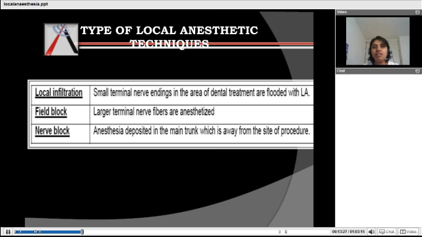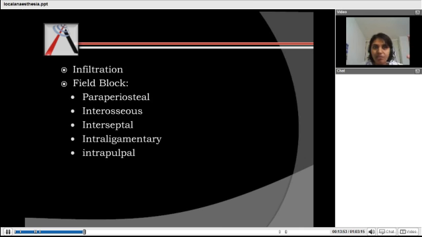So there are three things: the local infiltration, the field block, and the nerve block. Local infiltration is very local, wherein we just put the local anesthesia in the terminal nerve fibers. Field block is a little bit larger. Terminal nerve field fibers are anesthetized, and nerve block is a nerve trunk. The main trunks are anesthetized. So these are the different types of anesthetic techniques.